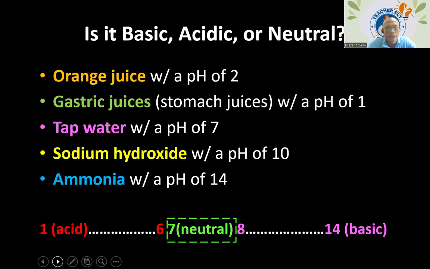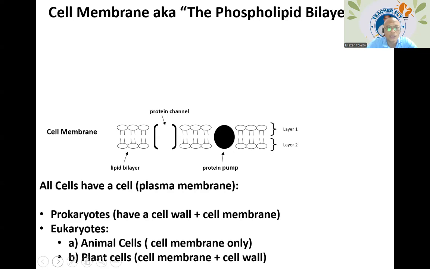These are just the presentation of which are basic, acidic, or neutral, because that is involved in movement. This is how it looks like: layer 1 and layer 2. As a general presentation, prokaryotes have a cell wall.